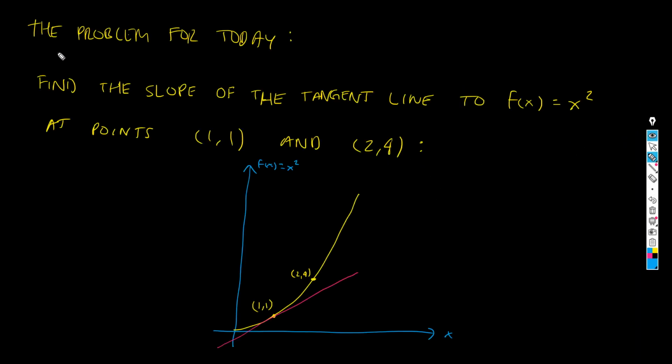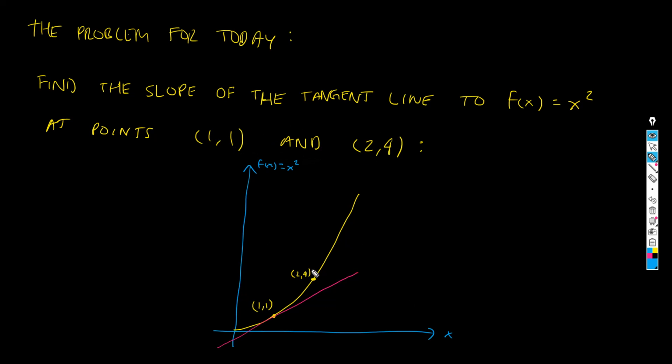Today is going to be a very important day for us in the sense that we're going to try to solve this problem, okay? The problem for today is the following. Find the slope of the tangent line to the function f of x equals x squared at points (1, 1) and (2, 4). So at two different points.